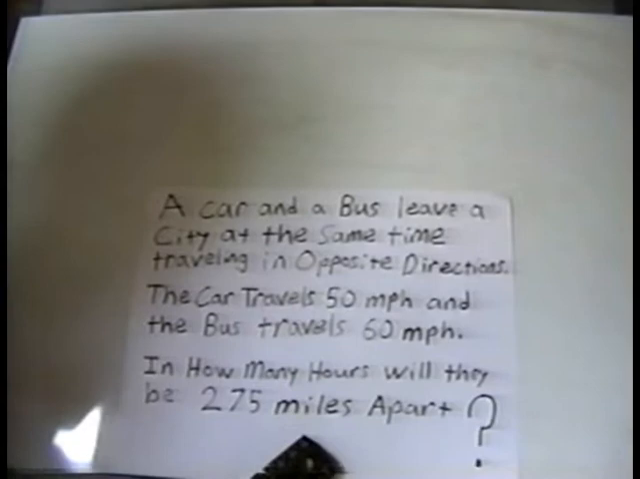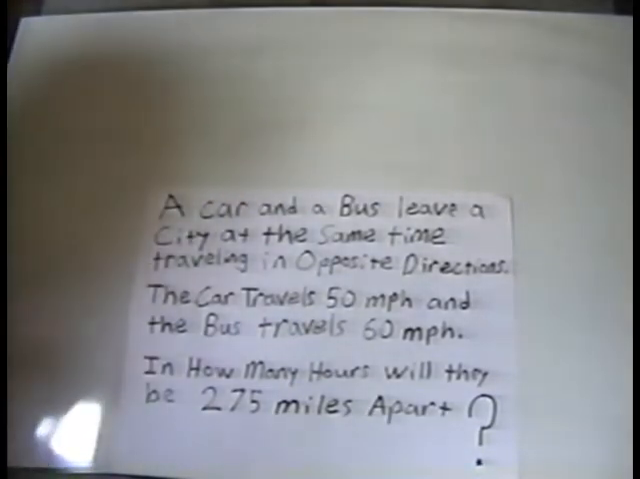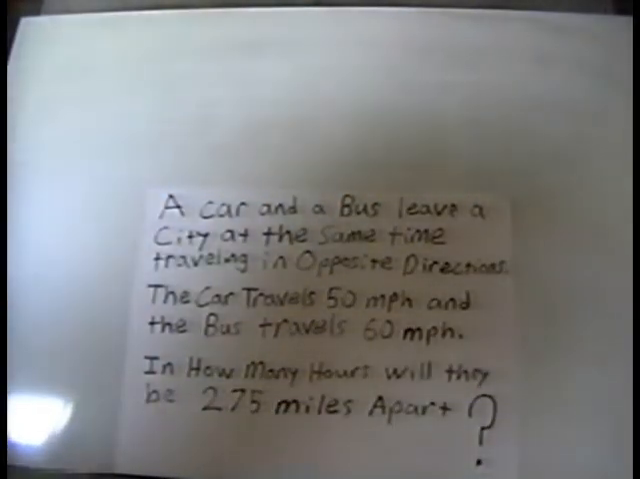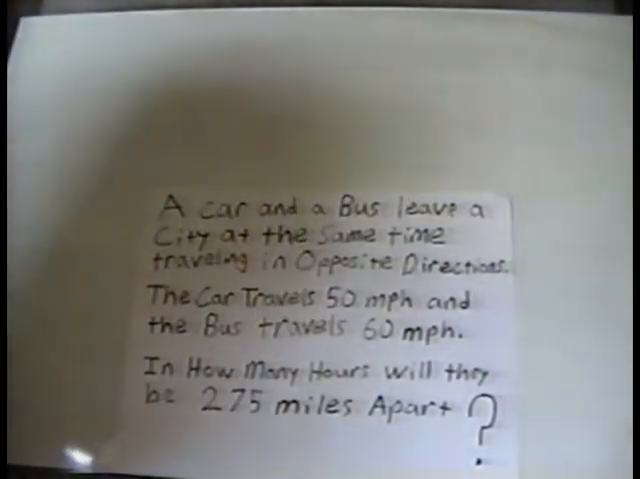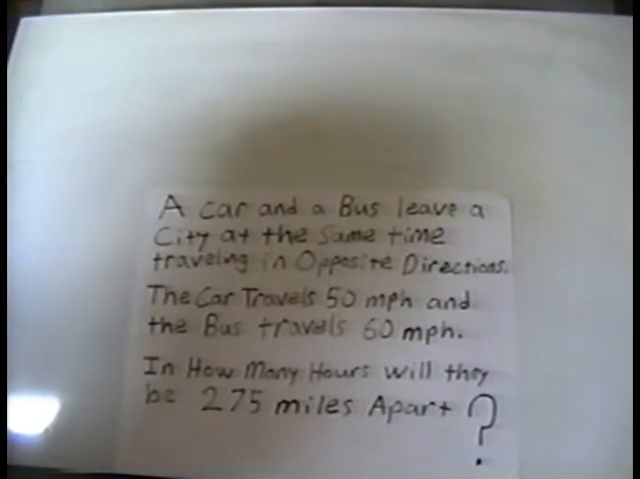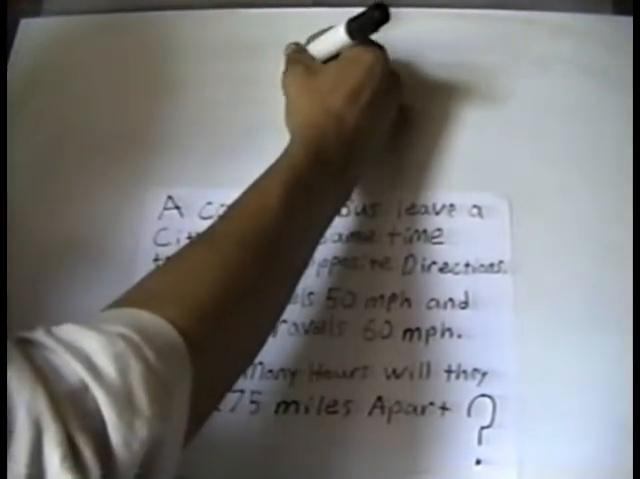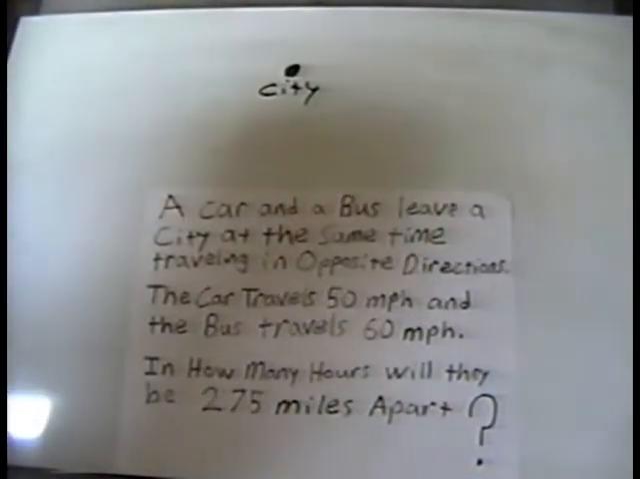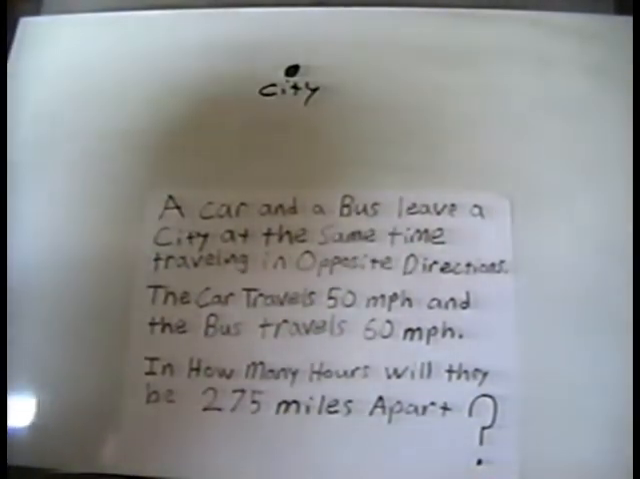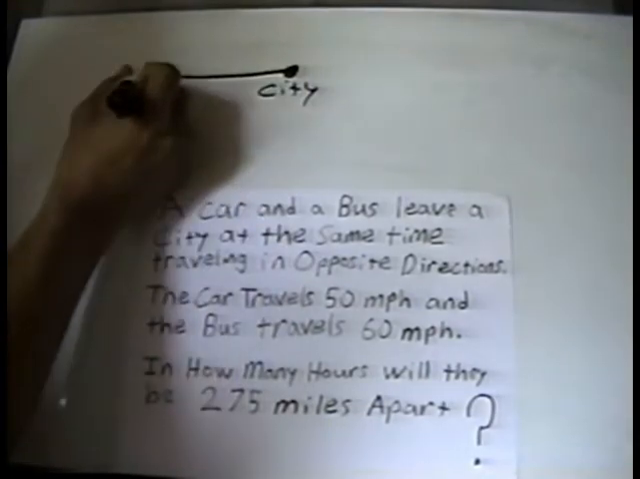Okay, here we have another word problem. A car and a bus leave a city at the same time, traveling in opposite directions. The car travels 50 miles per hour and the bus travels 60 miles per hour. In how many hours will they be 275 miles apart? Okay, in how many hours will they be 275 miles apart?